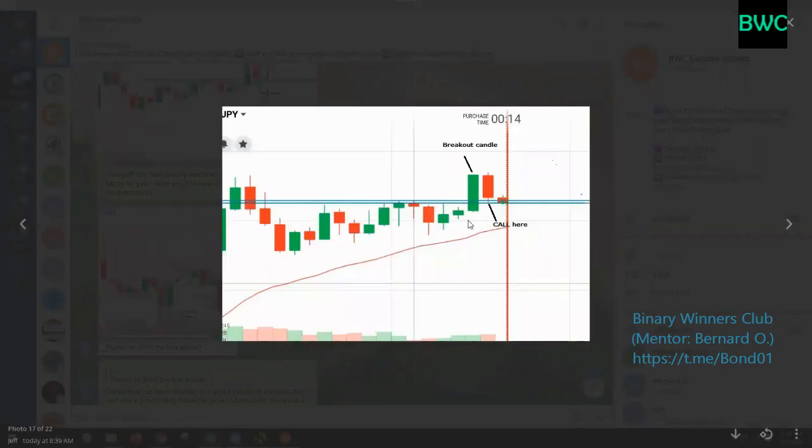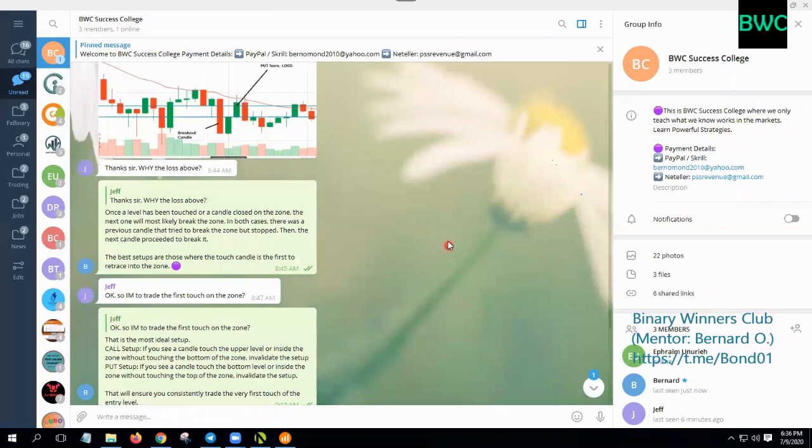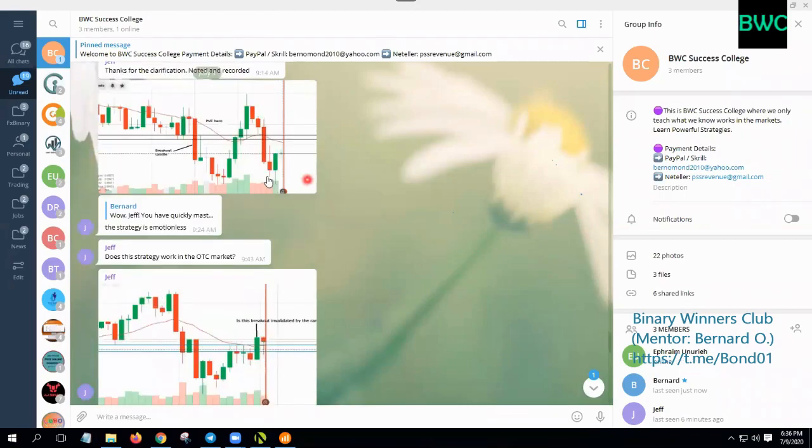This one also appears to be okay. Let me see. You identified your zone here, a breakout below the zone, and then touches the first level, and that's fine. So that was okay. I think you just mastered this quite quickly.